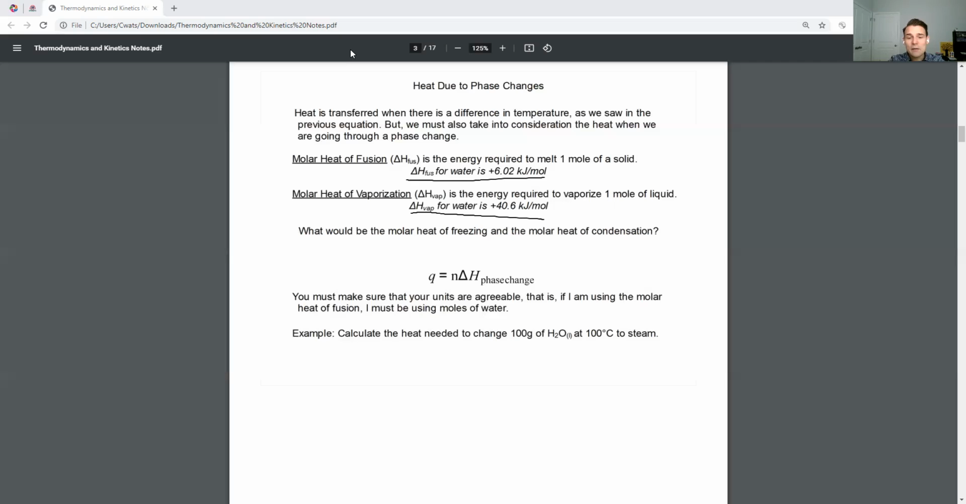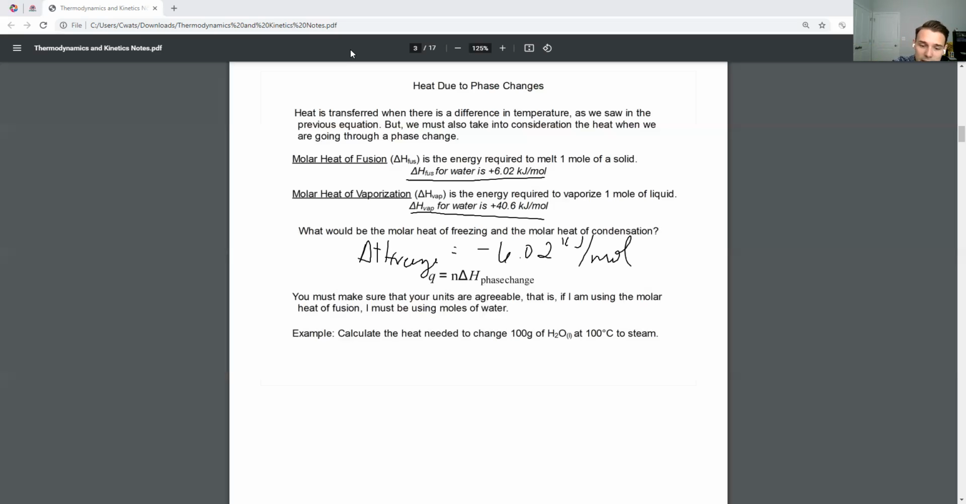So the molar heat of freezing, the delta H of freezing, is going to be negative 6.02 kilojoules per mole. Okay, it's going to be the same amount, just the opposite sign. It needs to be released in order to freeze. Same thing, in order to condense, it needs to release 40.6 kilojoules per mole of energy. So that would be negative 40.6 kilojoules for condensation. And that's super important, understanding the idea of is the energy coming in or is it going out?